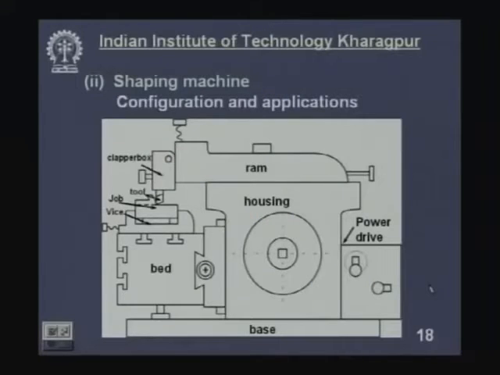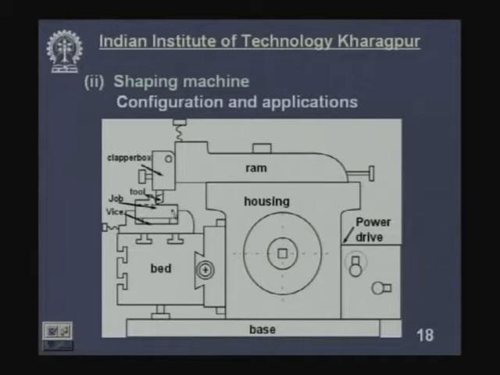Now, come to the shaping machine. The shaping machine produces a flat surface. The flat surface may be horizontal, vertical or inclined. This is the cutting tool, the cutting tool tip. The cutting tool is mounted on the clapper box which is fitted into the ram. The ram reciprocates with a large stroke length on the housing or the bed or structure. So, this travelling of the tool, the reciprocation, gives the required cutting motion.